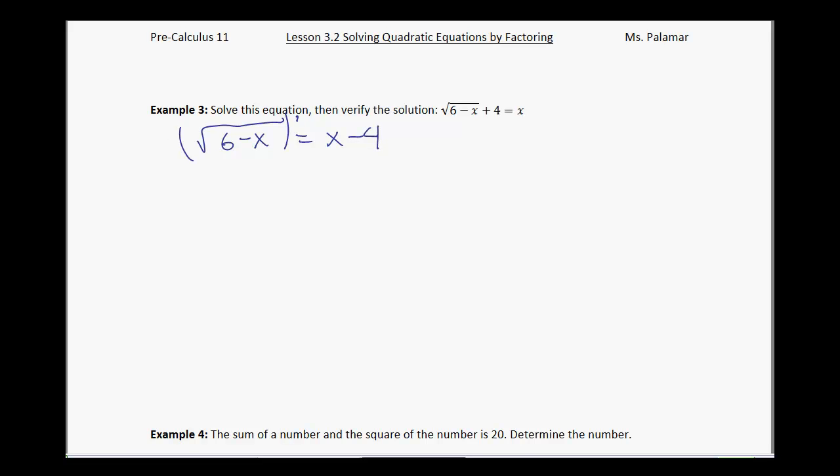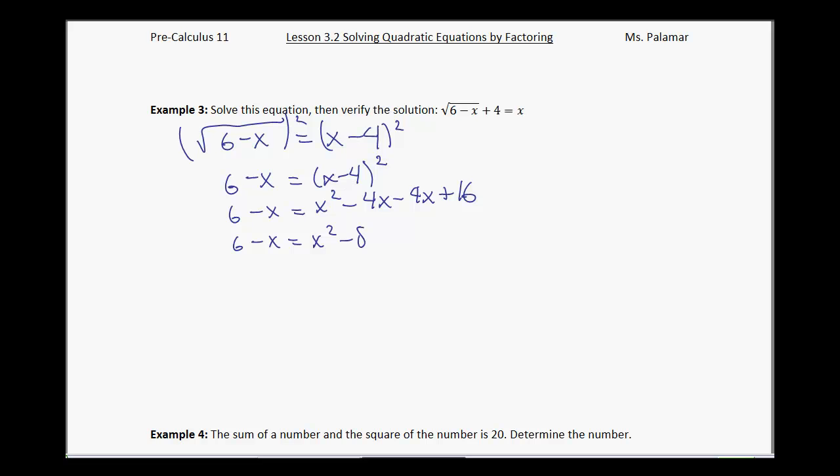Now let's go ahead and square both sides. And we're going to have 6 minus x equals x minus 4 all squared. We need to collect like terms, so we're going to have to distribute our x minus 4 squared, giving us 6 minus x equals x squared minus 4x minus 4x plus 16. Collecting like terms, we're going to have 6 minus x equals x squared minus 8x plus 16.